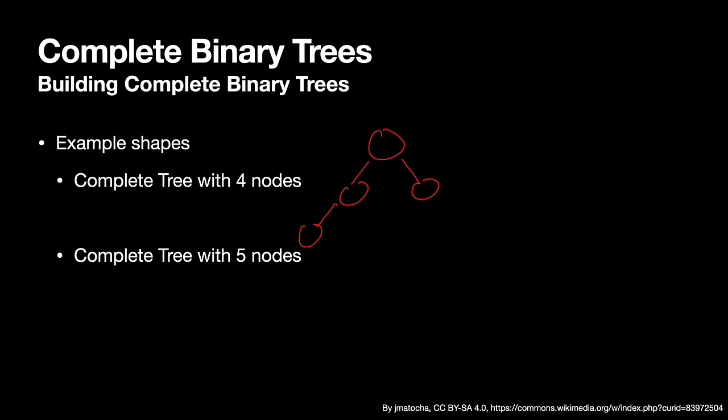For 5 nodes, we'll just take what we just did and build off of it. I'm going to take that exact same shape, I'm just copying it down, and then on our bottom level here, we'll fill in from left to right. Okay, you get the idea. If we were to continue with this tree with 6 nodes, we'd just continue to build on, and 7 nodes would build on, and so on and so forth.